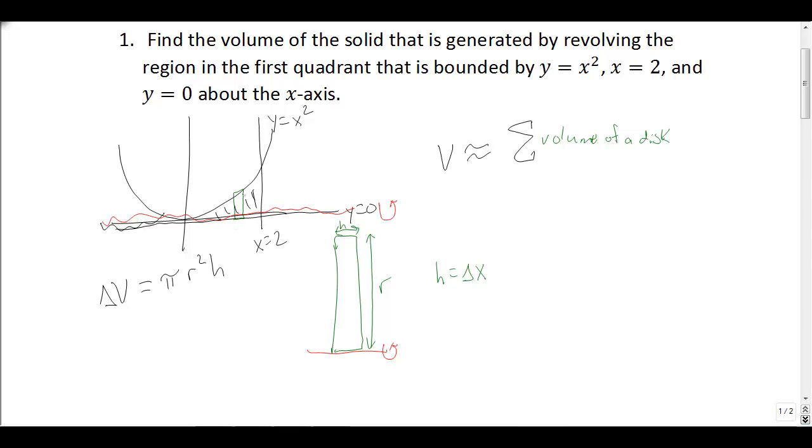The radius is going to be the height of the function when x is x. So if I fix an x, the radius is really the height of the function. Well, that's y equals x squared, so that's just going to be x squared. So our radius will be x squared when our x value is x. So our delta V is going to be pi, our radius is x squared squared, our height is delta x. So if we go back over here to our volume, our summation is a summation of the volume of a disk. We're just going to put in pi x squared squared, that's x to the fourth, and we get our delta x.